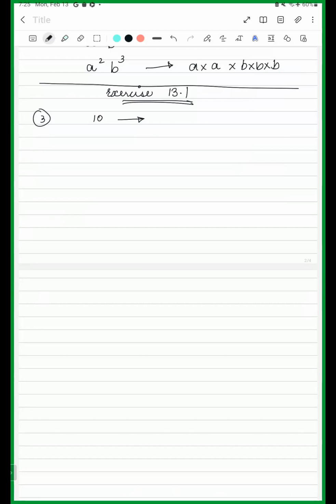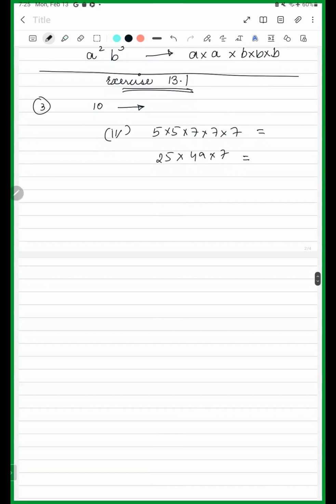I was just saying that in your exercise's first and second question, especially in the fourth part of the second question, it's written 5 into 5 into 7 into 7 into 7, right? What is this number actually equal to? It is equal to 25 into 49 into 7. Let me calculate. Just a minute. Okay. This is equal to 8575.